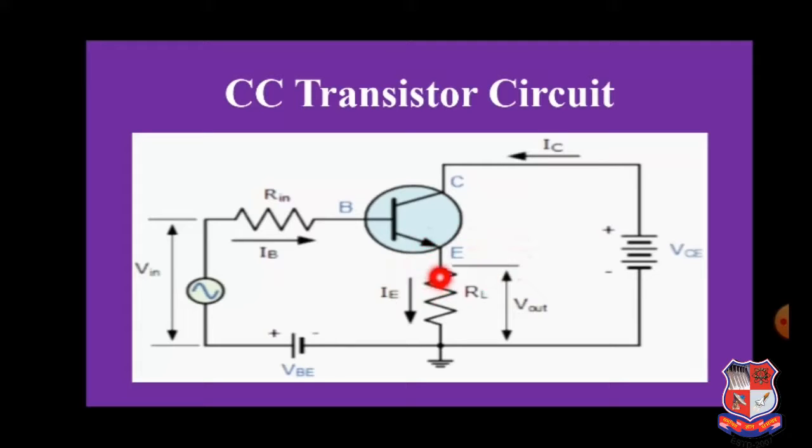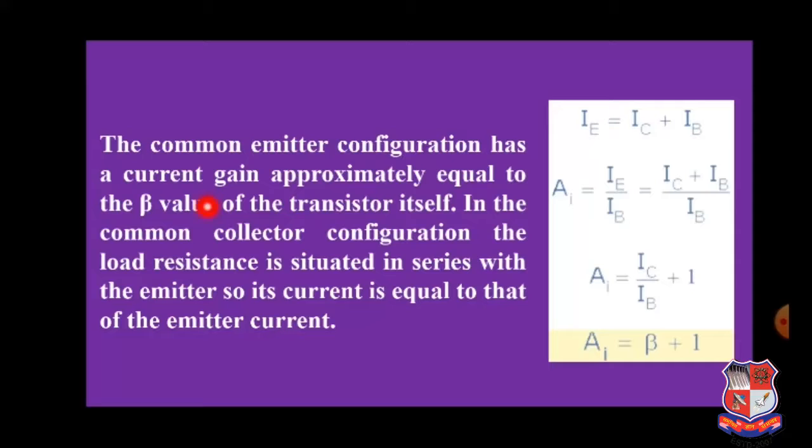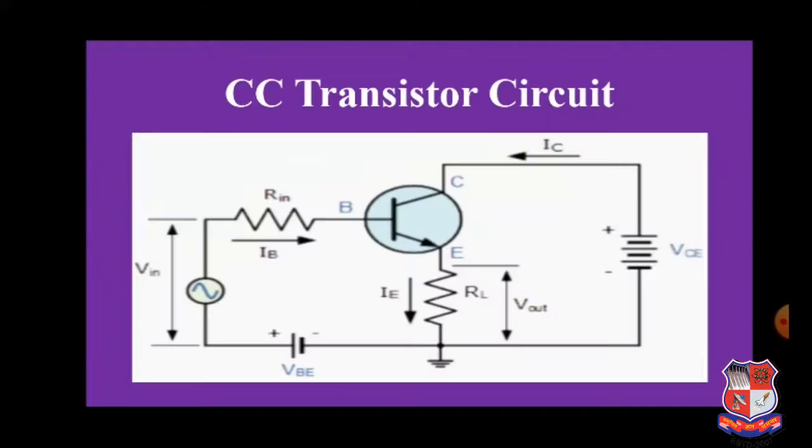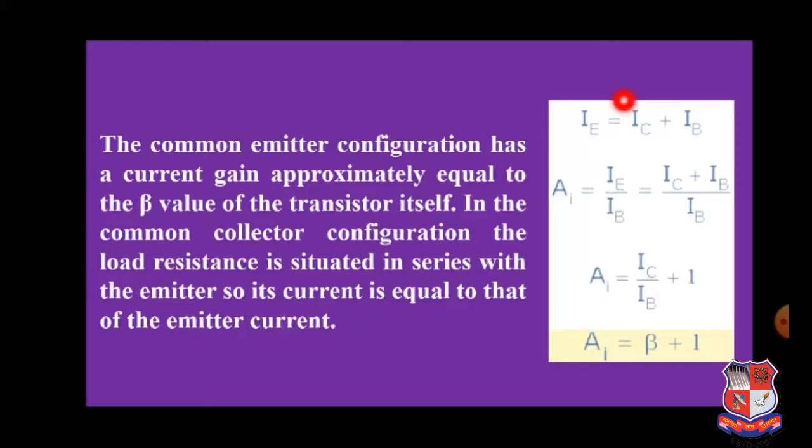What are the characteristic properties that we will have to identify? First of all, the major difference which we have to observe is, now the IE will be the sum of IC plus IB, that is sure, because the output current is equal to input current. The common emitter configuration has a current gain approximately equal to the beta value of the transistor itself, and we know the beta is the current gain, so output current to the input current.